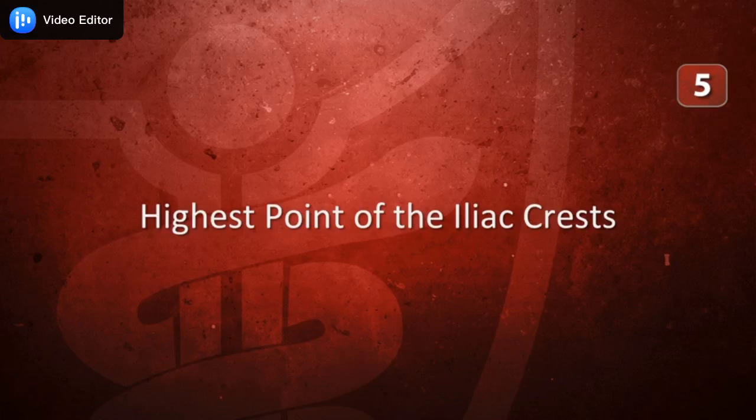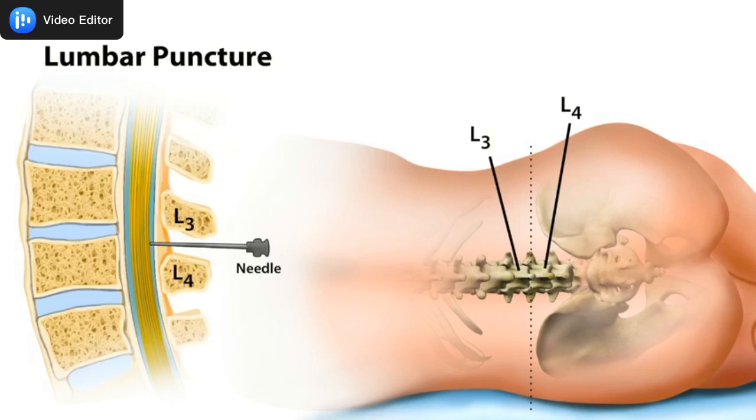Well, the best landmark is to use the patient's hips. So you use the highest point of the iliac crest. Basically, you find the highest point of the iliac crest, and then at this level you draw a horizontal line medially from the iliac crest directly to the spine, and that's where L4 is.